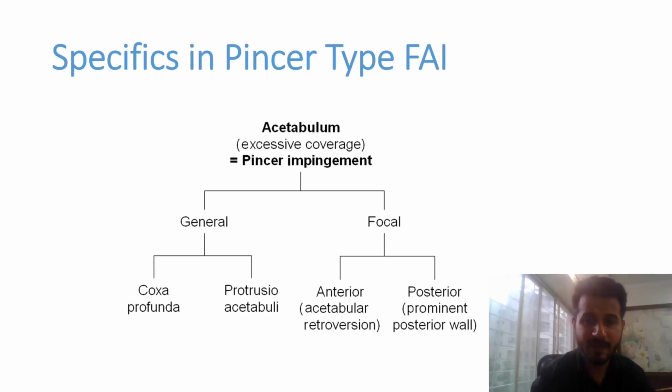So, onto the specifics of pincer type of FAI now, the things which we need to look for in the X-rays. So, pincer can be due to general overcoverage or focal overcoverage. The general overcoverage of the head can be due to conditions called coxa profunda or protrusio acetabuli. We'll discuss what these things are. And it can also be due to focal overcoverage, which can be anterior, something due to acetabular retroversion, and posterior, something due to prominent posterior wall.